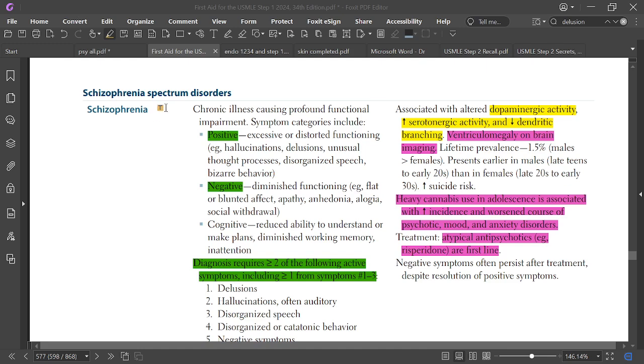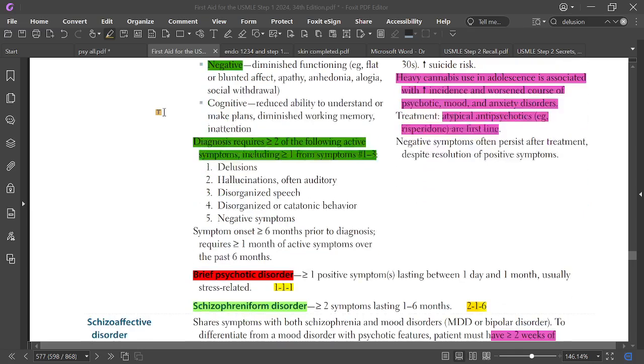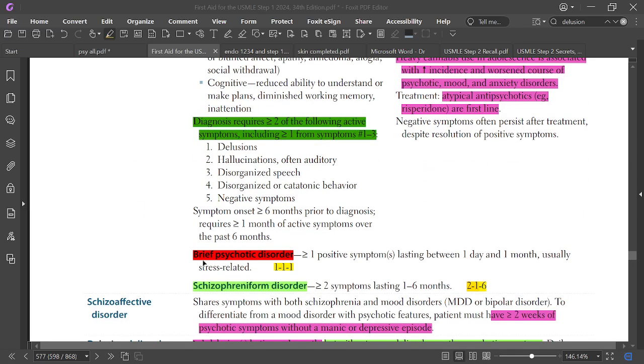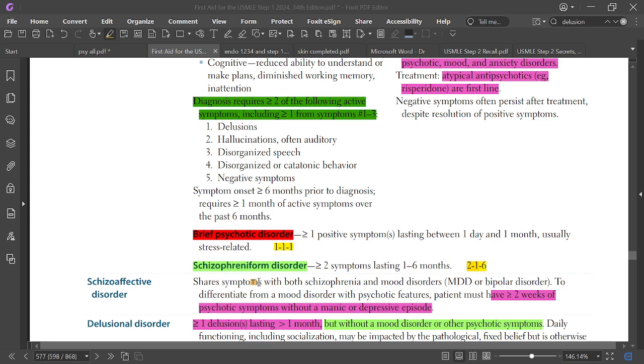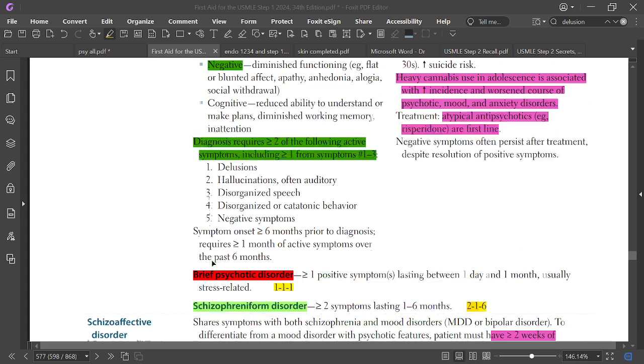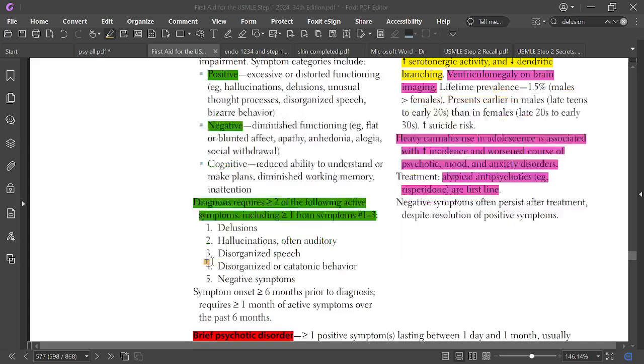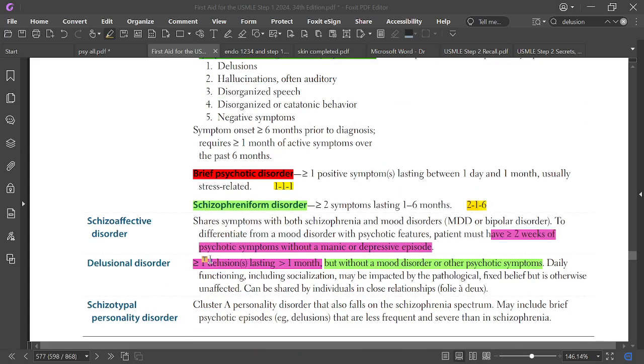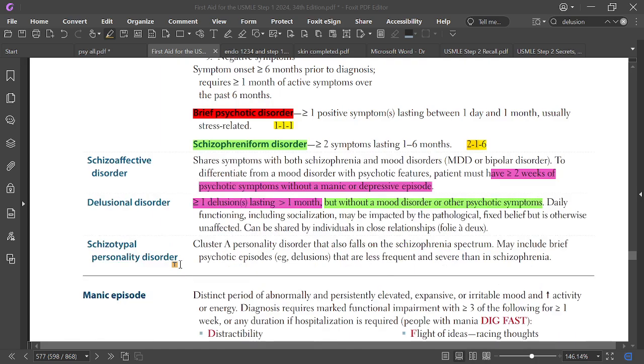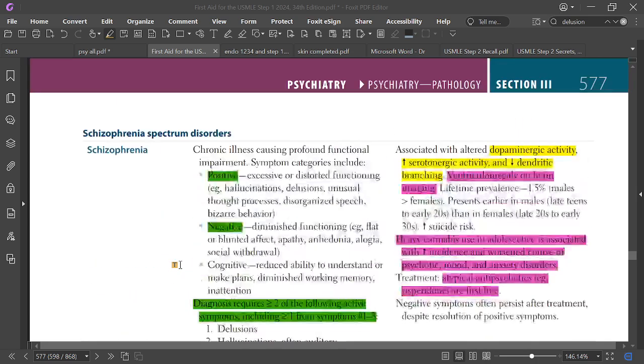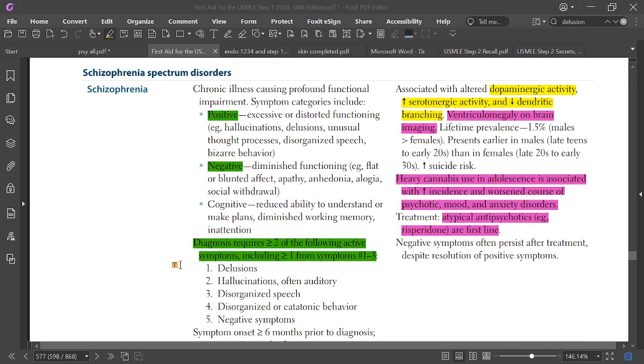Now, schizophrenia spectrum disorder. In schizophrenia spectrum disorder, there is schizophrenia, there is BPD, brief psychotic disorder, there is schizophreniform disorder. There are some other disorders: schizoaffective, delusional disorder, and schizotypal disorder. Okay, in schizophrenia spectrum disorder, first of all, schizophrenia.